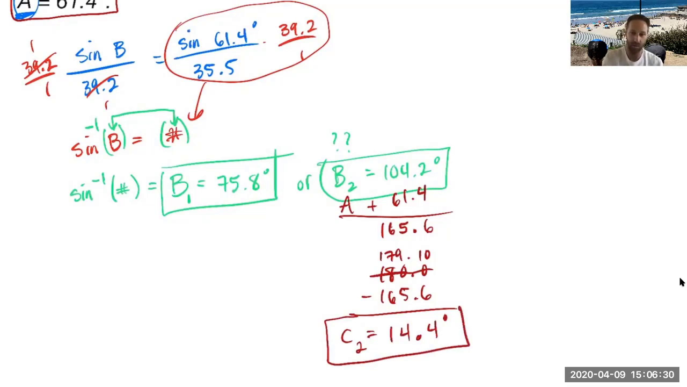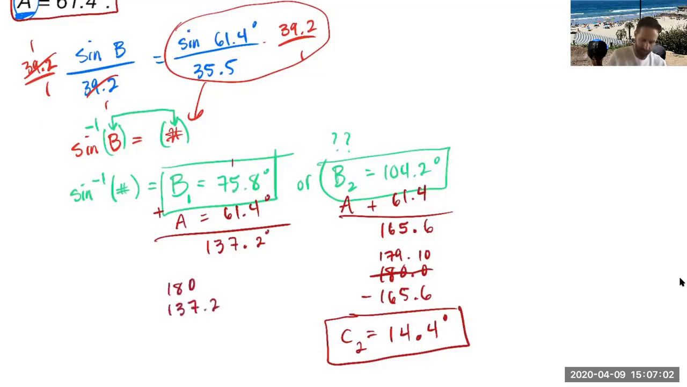So if that's angle 2 for C, we also want to find angle 1 for C. And again, since we already know angle A, if we add that to B1, which was our 61.4, we get 137.2. We'll then take that and subtract it from 180 to get C1. And when doing that, we get 0.8, 2, and 4.